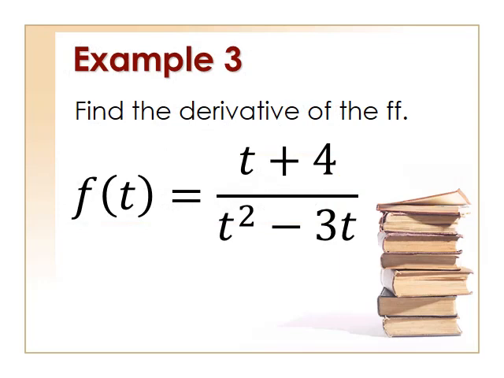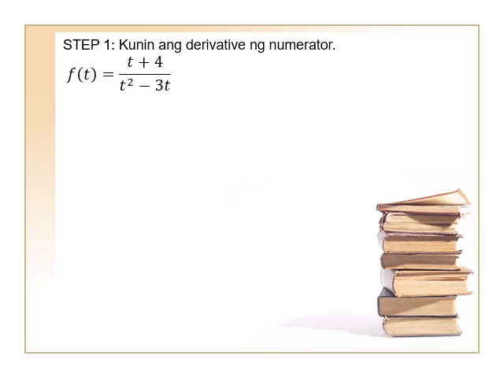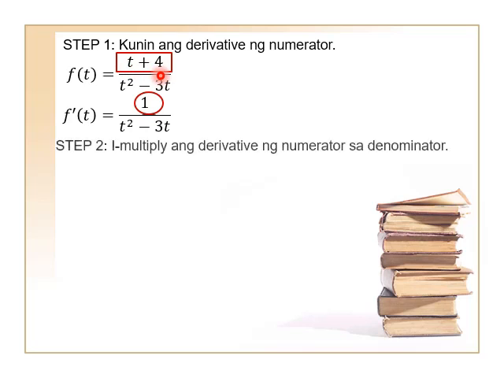Okay, let's find another derivative. Let's say we have t plus 4 over t squared minus 3t. Okay, first step, kunin ang derivative ng numerator. You have t plus 4 as your numerator, no? Ang derivative nito is 1, kasi ang derivative ng t is 1 at ang derivative ng 4 is 0.